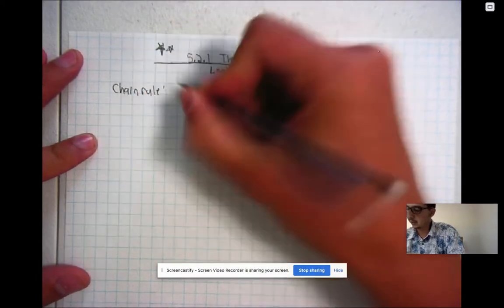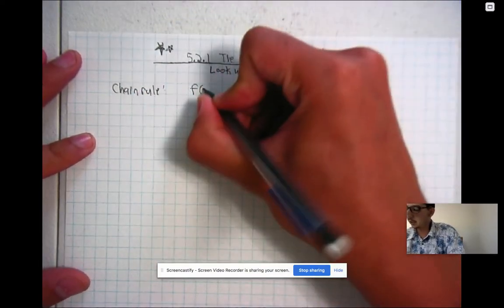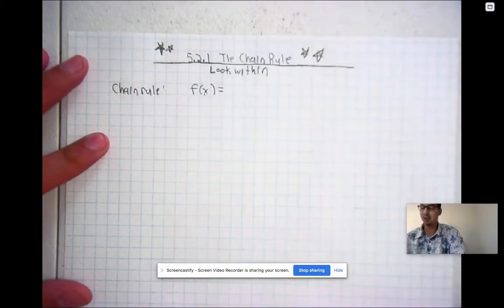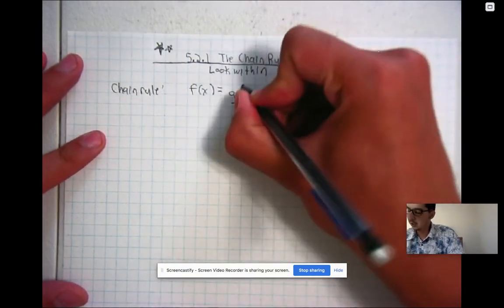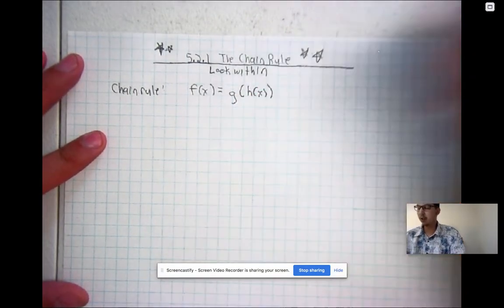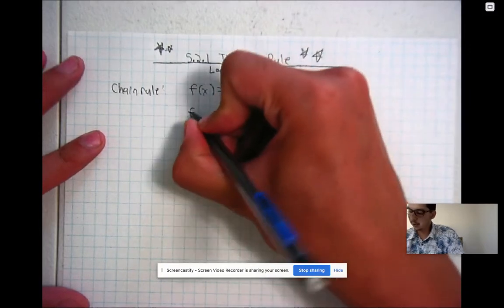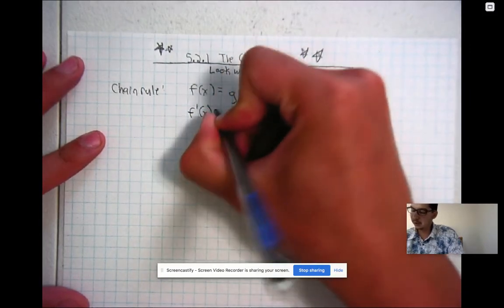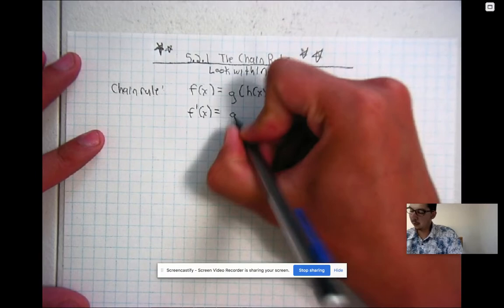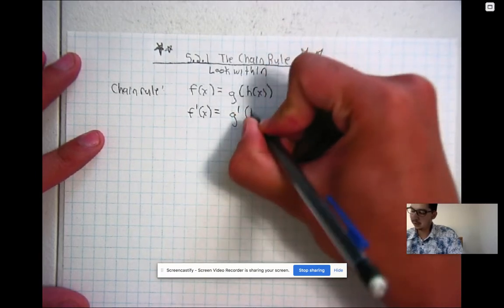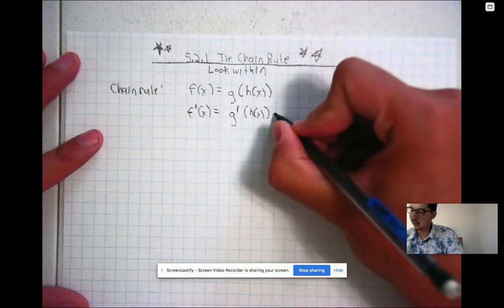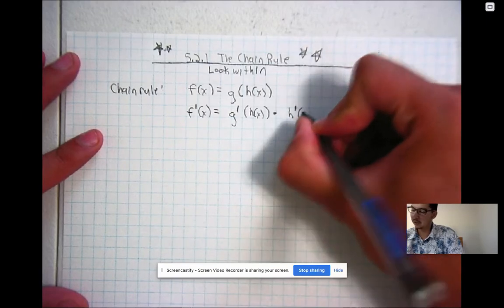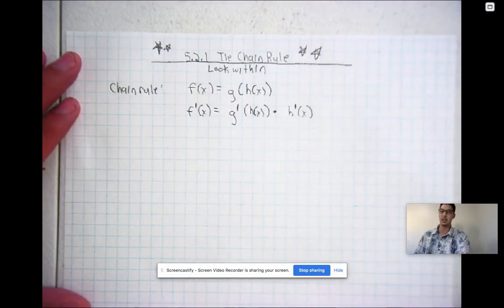The rule is if you have a function f of x, which is equal to a composition of functions, so say g of h of x, then what the chain rule says is that when you take the derivative of that function, it's the derivative of the outside, leaving the inside alone, times the derivative of the inside. And that's the chain rule there.